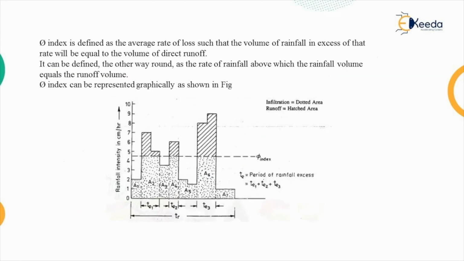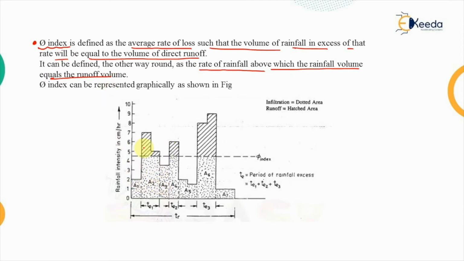The next index is the phi index. Now what is this phi index? So this is defined as the average rate of loss such that the volume of rainfall excess of that rate will be equal to the volume of direct runoff. That means the rate of rainfall above which the rainfall volume is equal to the runoff volume.